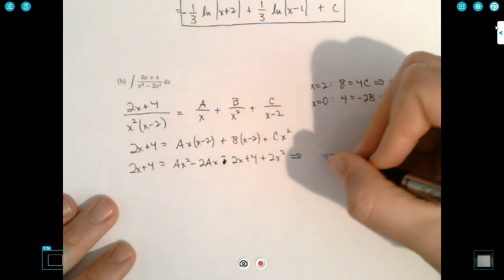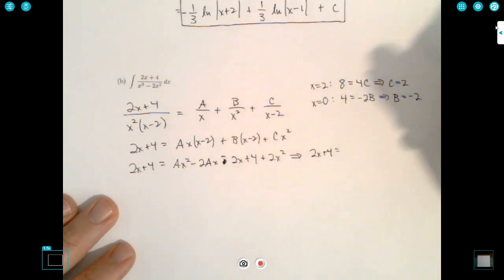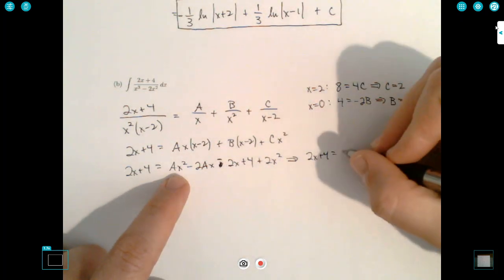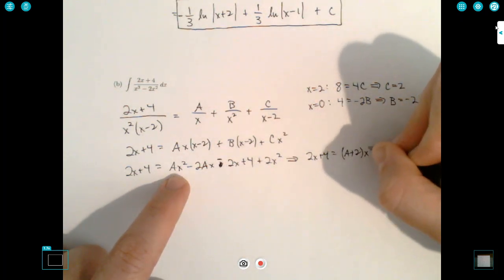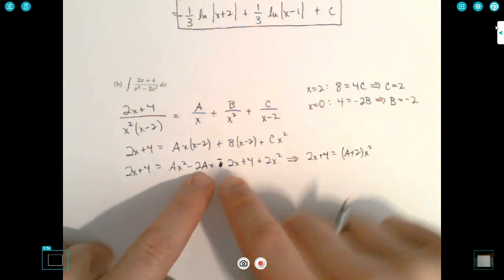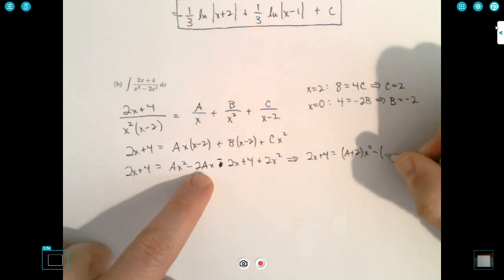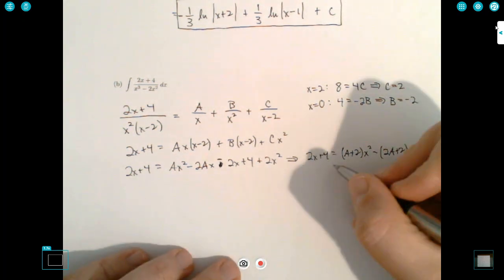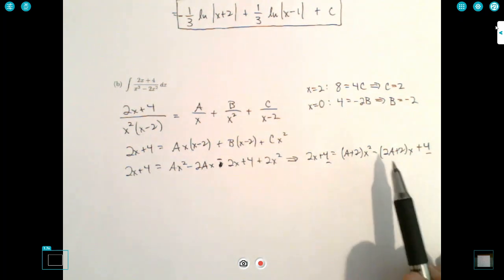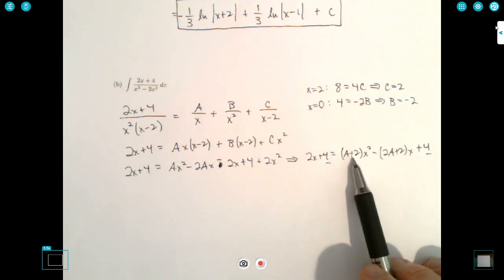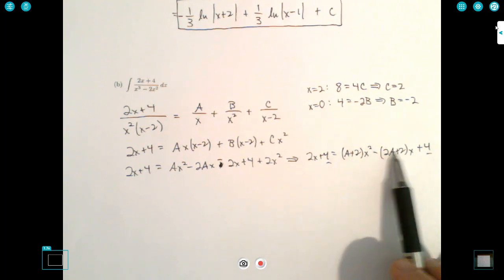Okay, so 2x plus 4 equals a plus 2 times x squared minus 2a plus 2 times x, and then plus 4. Well, I mean, that's obvious, right? But then I can say, well, a plus 2 must equal 0 because there's no quadratic term over here, which means a should be negative 2. And then I can verify that here.